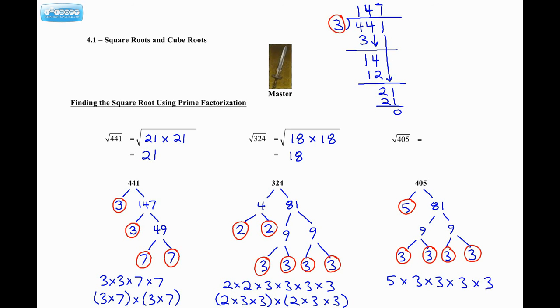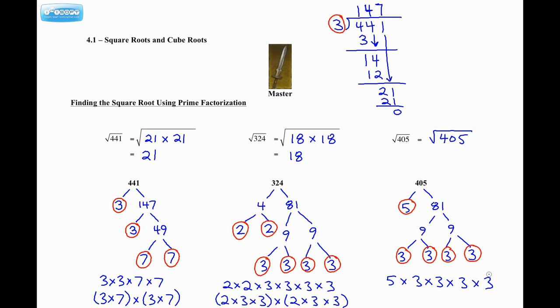Uh-oh, we have a problem. There's no way I can rearrange this into two equal groups. I could have two groups of 3, each of them with two factors of 3, but I only have one factor of 5. So this doesn't work. What this means is 405 is not a perfect square. So the square root of 405, well, it's just the square root of 405. There's really not much we can do with it.